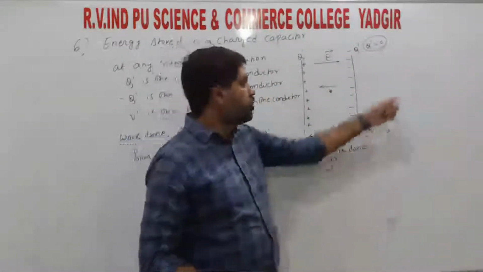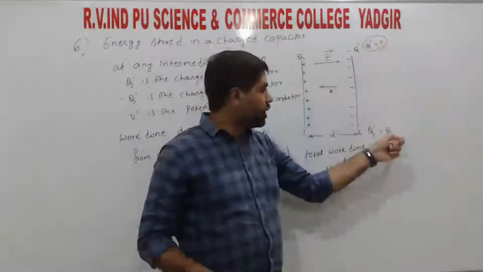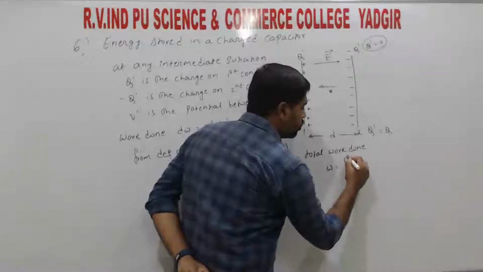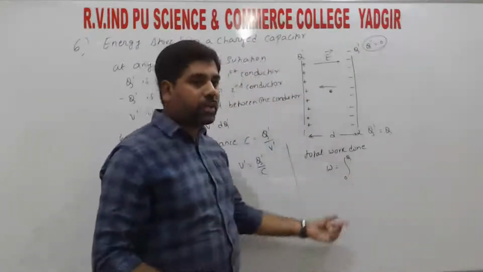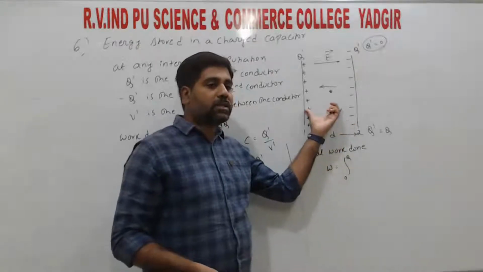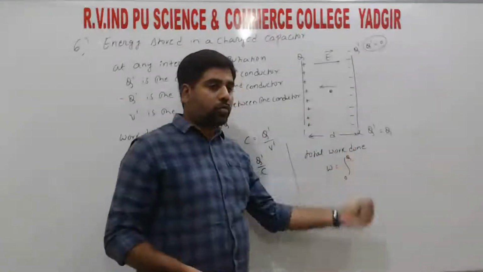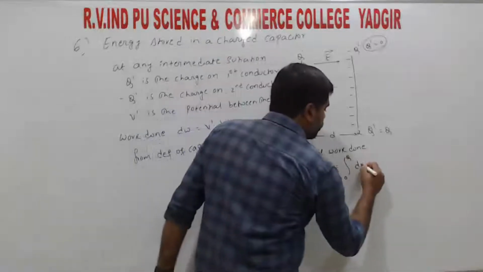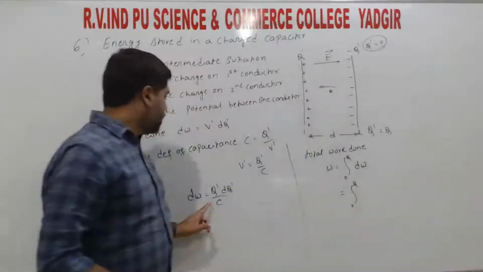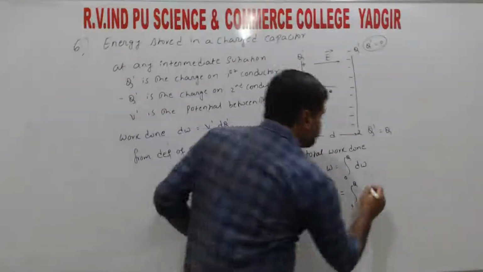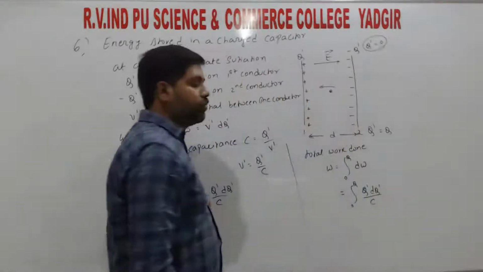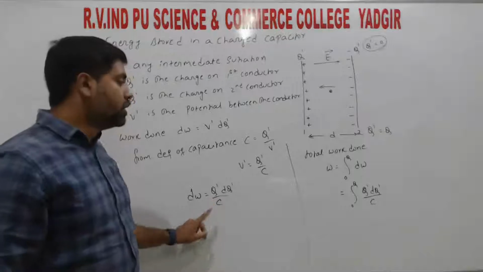So where is the charge stored from? Initially the charge was 0, and how much is stored? Q is stored, so the limits become 0 to Q, right? Initially it is an uncharged conductor, that is an uncharged capacitor, so this capacitor is charged to Q, right, into dW. So 0 to Q, so dW is Q dash dQ dash divided by C, right?